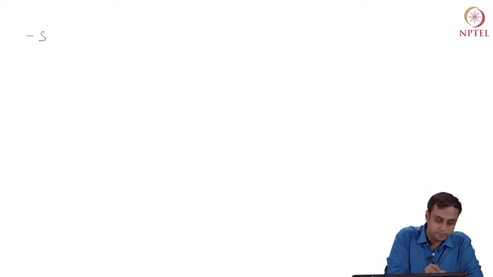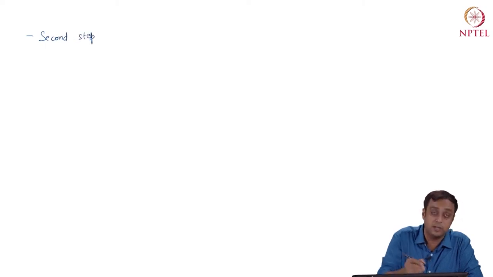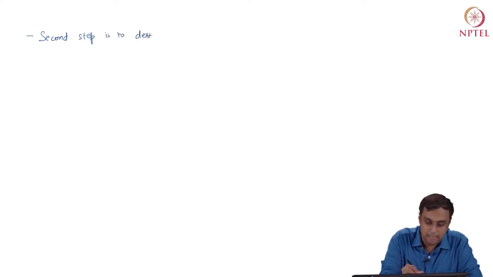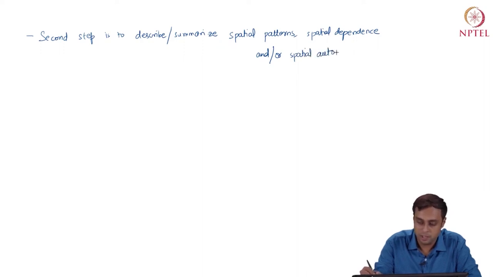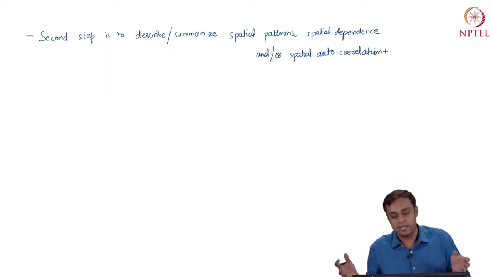The second step is, so the first step was to describe, measure disorder of the problem that we are interested in. And the second step is to describe or summarize spatial patterns, spatial dependence, and I'm going to say and/or spatial autocorrelation in data. So the first step was that I'm trying to understand what's the extent of uncertainty.